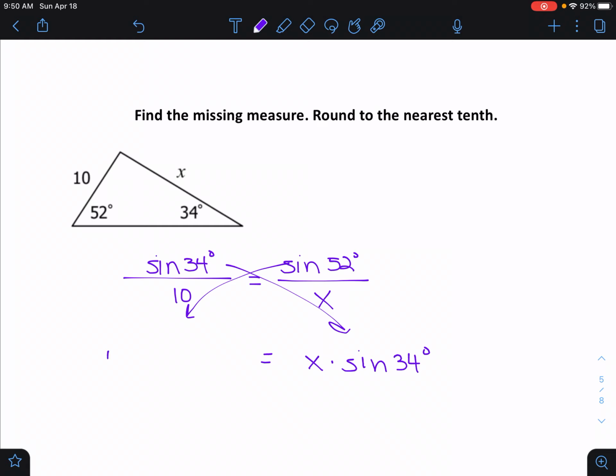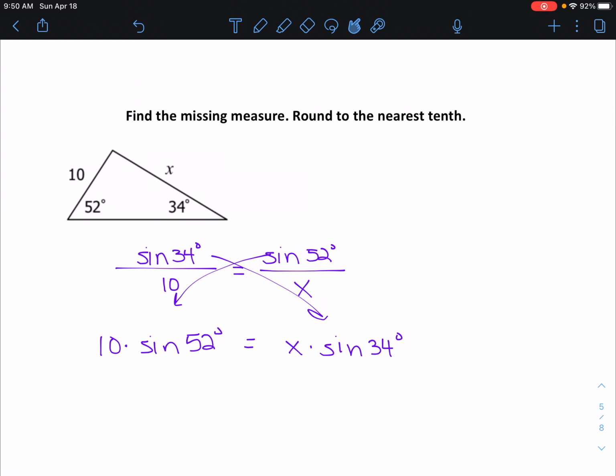So 10 times sine of 52 degrees. Now, in order for your answer to be the most accurate, you don't want to type any of this stuff in here. You want to solve it for x and type it all at the end. So in order to get x by itself, what I need to do is divide by sine of 34 degrees on both sides.